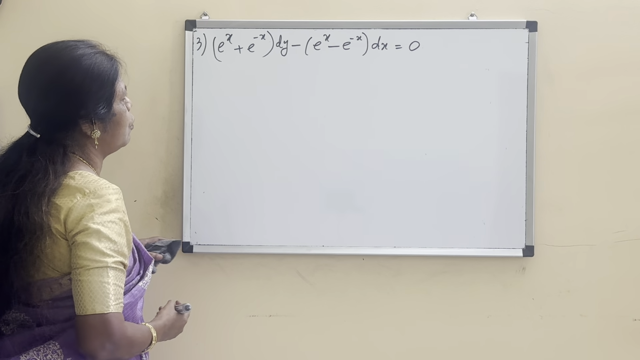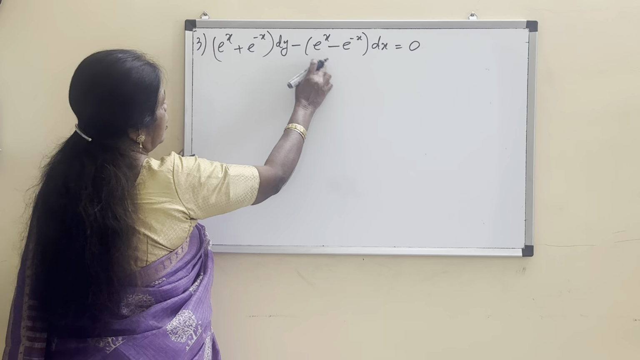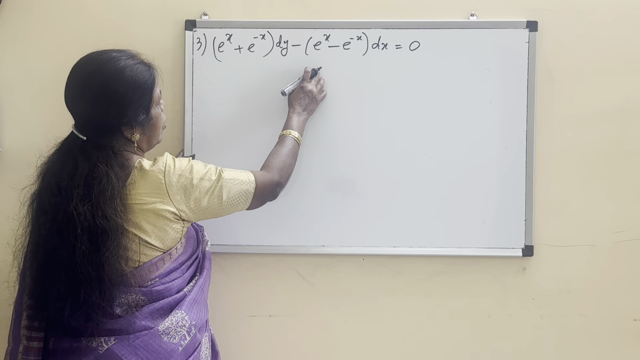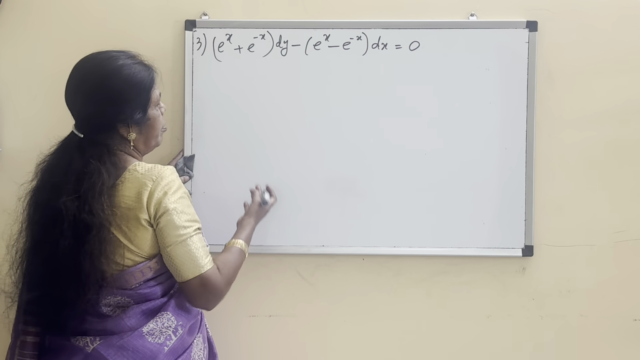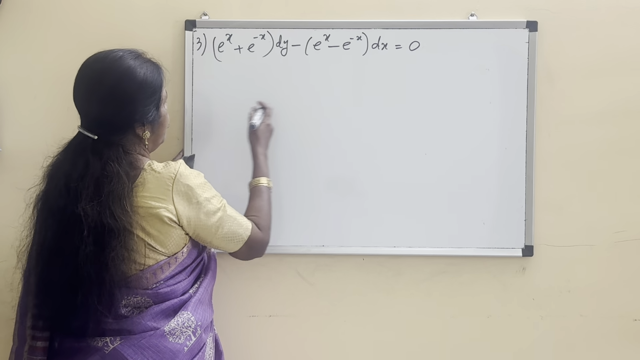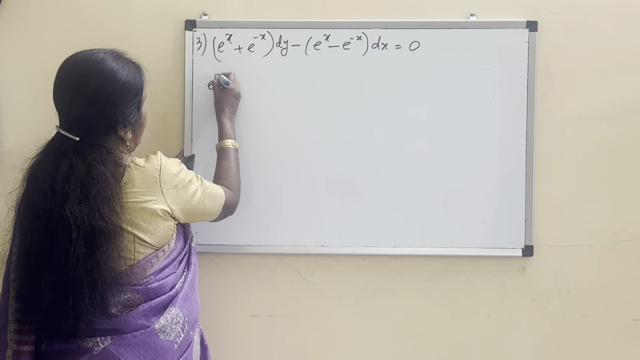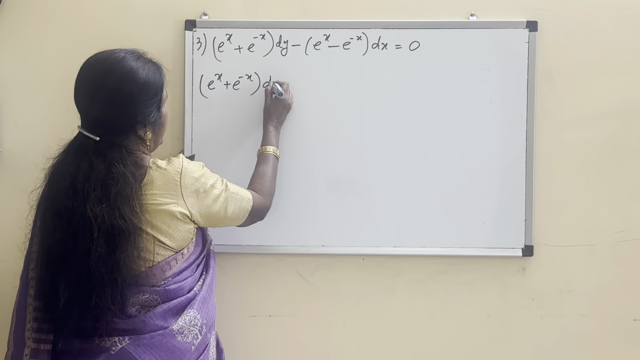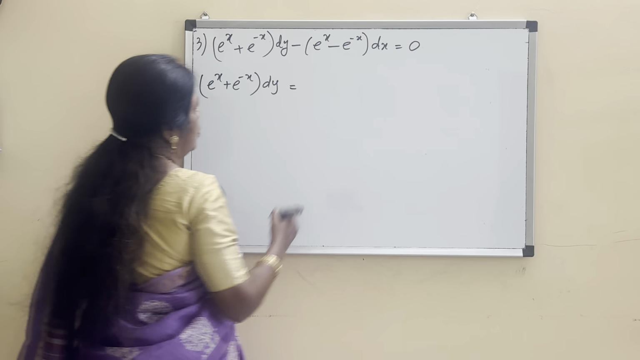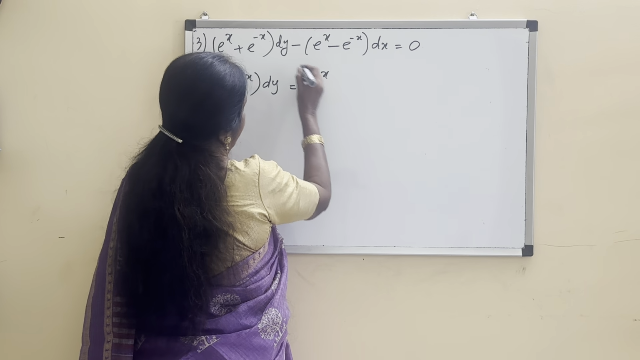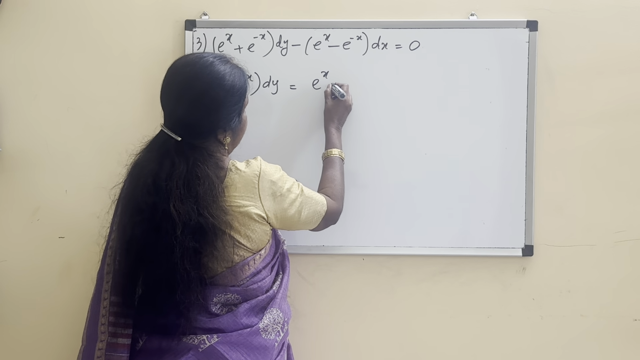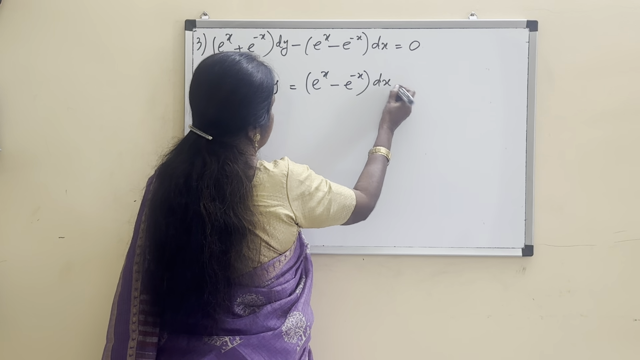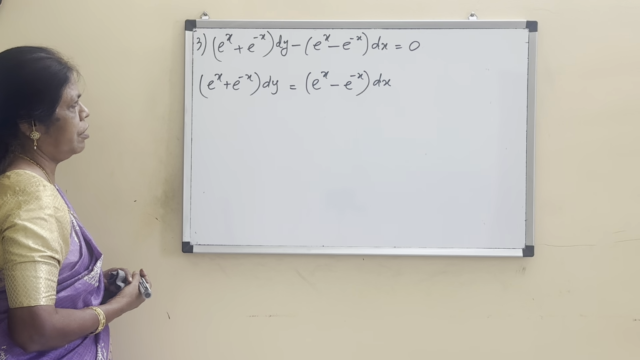Right. Here also we have two terms, and in between we have a minus sign. If both the terms are on one side, for the variable separable method you have to take one term to the other side. So e power x plus e power minus x into dy is equal to e power x minus e power minus x into dx, the minus sign becoming plus on that side. Right. Now we are going to separate the variables.